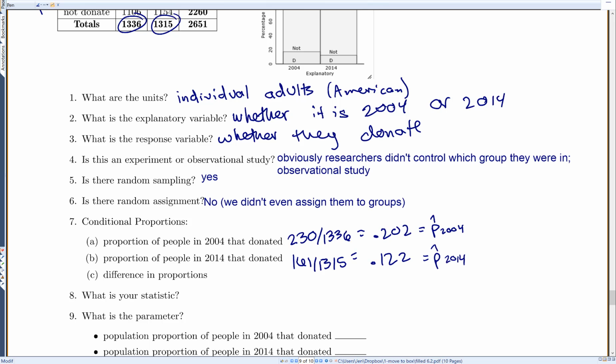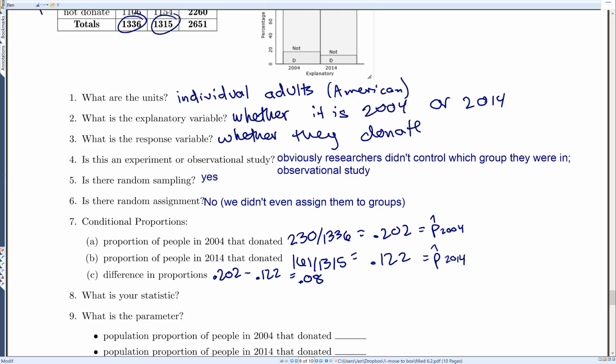So the difference in proportions would be my 0.202 minus 0.122. Now, if you want to do 2014 first, you could do that, but you'd have to keep the same order throughout the entire problem. I'm just going to do the 2004 first because that's what was written first in my table. Let's see, so what does that give me? 0.8?